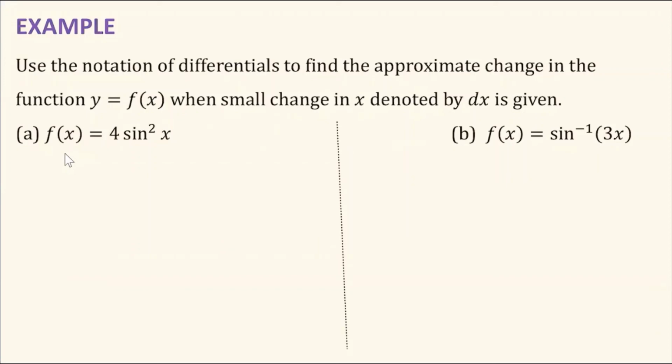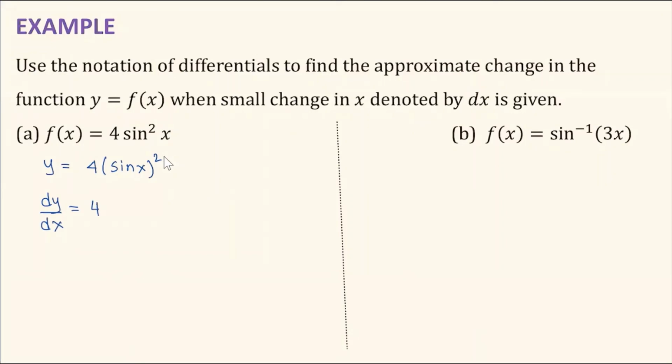In part A, you have f of x equal to 4 sine squared x, which can be written as y equal to 4 sine squared x, which is sine x times sine x. Now let's find the derivative. If you want to find the derivative of y with respect to x, we write dy over dx. 4 is a constant multiplier, it will stand right there in front. To find the derivative of sine x quantity squared, you have an inside function of sine x and the outside function is a power function, so we have to use the chain rule here.